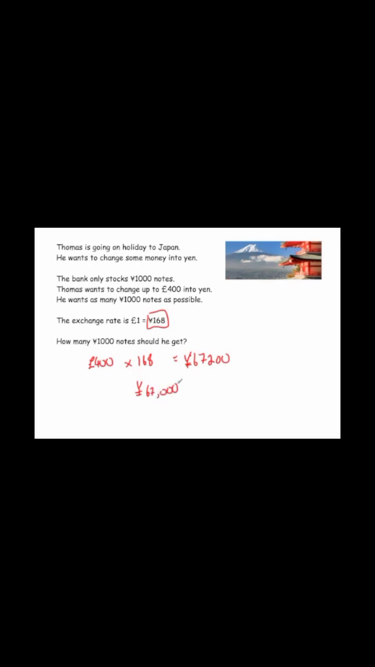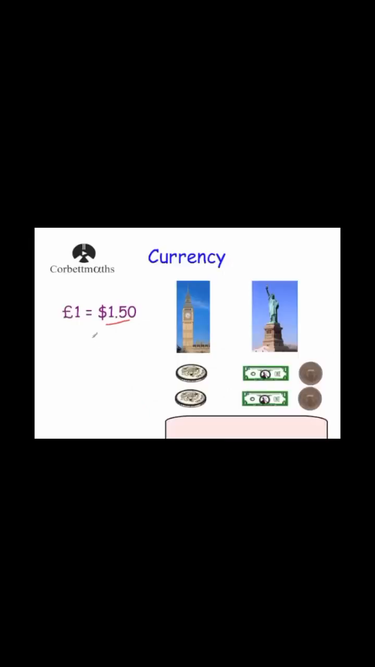So obviously the maximum amount of money he could get from this bank would be 67,000 yen, okay? Because obviously they only stock 1,000 yen notes. So that means that he would get 67 of those notes. And 67 of those notes would be 67,000. And that's it.